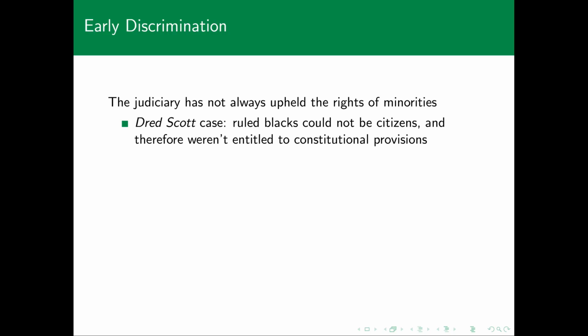So some of the early discrimination cases, we know very well that the judiciary has not been great throughout history about upholding the rights of racial and ethnic minorities. In the Dred Scott case, it was ruled that blacks cannot be citizens, so they were not entitled to constitutional provisions. In fact, the 14th Amendment was written as a direct response to this portion of the Dred Scott case. Recall that the 14th Amendment says somebody's a citizen of both the United States and the state where they reside. So it got rid of this sort of citizenship issue.